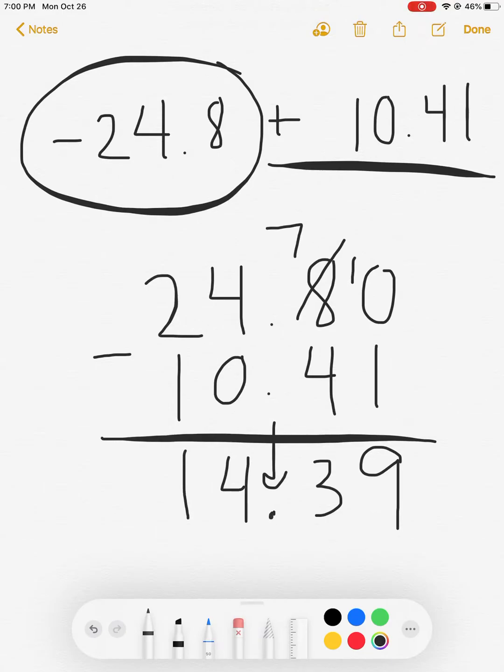Now we have to ask ourselves, does a positive or a negative answer make more sense? Well, we had more negatives in the problem because -24.8 is a larger absolute value. That means you're going to have more negatives left over. So I got -14.39.